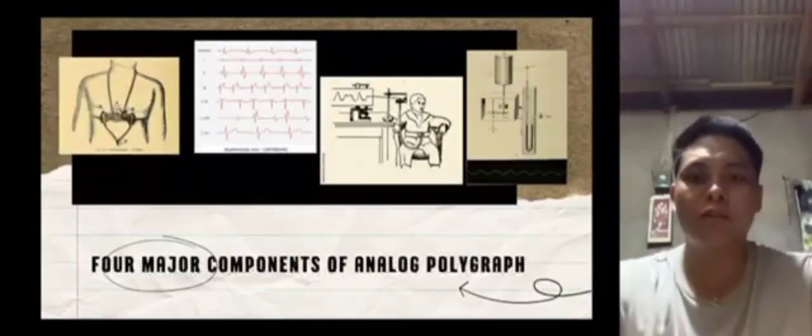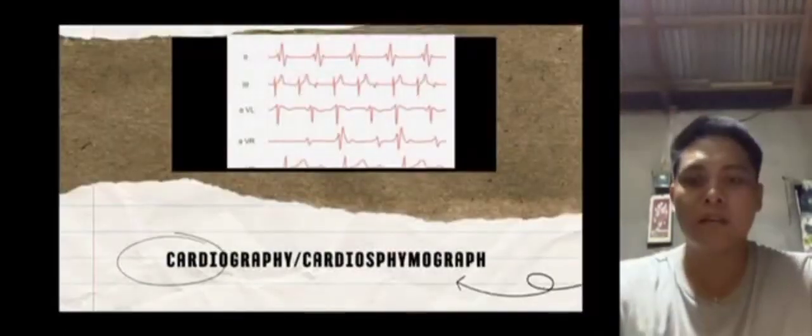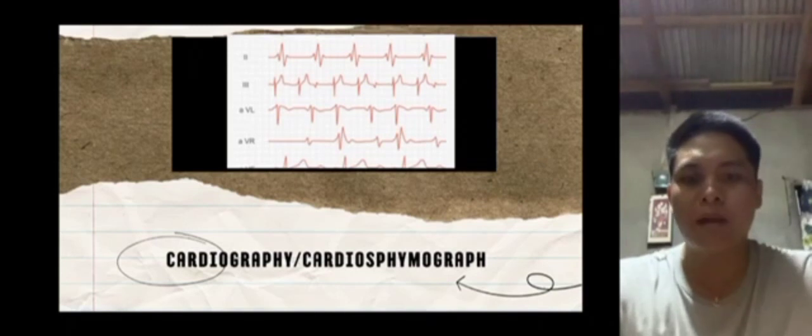There are four major components of the analog polygraph. First, cardiograph or cardiosphygmograph records blood pressure and pulse rate changes. It consists of a blood pressure cuff, sphygmomanometer, vent, resonance control, and recording unit. The cuff inflates, sending pressure changes to the recording unit via hose.